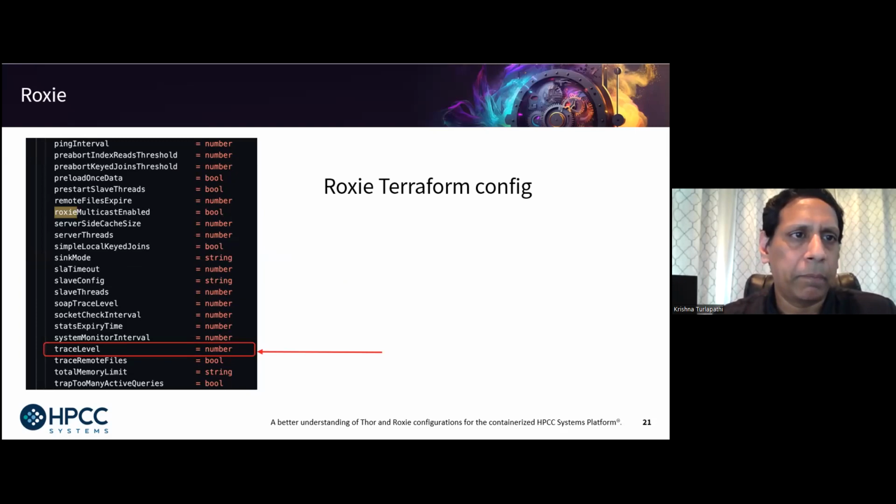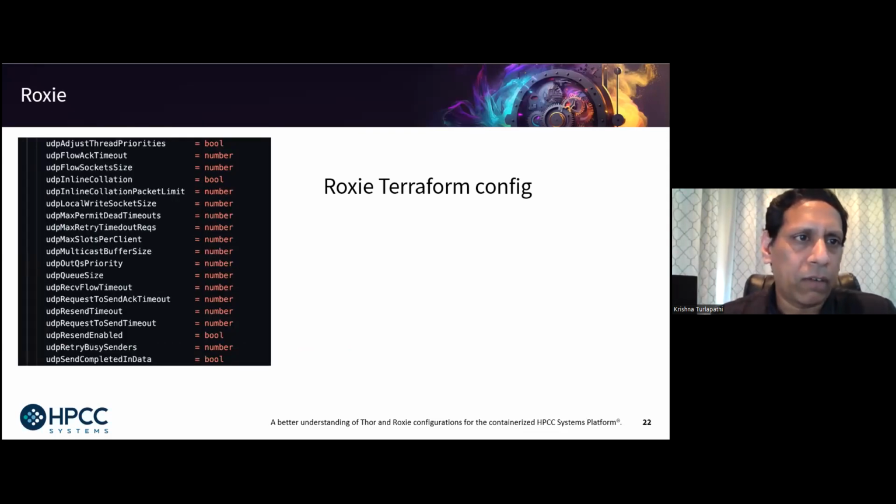Then you have the ping intervals, then preload once data, pre-start slave threads, remote file expires, server threads. Then you have slave threads, SOAP trace levels, socket check intervals, then trace levels, which we have seen previously, where the default value is 1, and you can set at what level you want, depending on what kind of information you want from the log files. Then you have options now to trace remote files, trace memory limit, then trap too many active queries errors. Do you want to trap it or not, which is again a Boolean value.